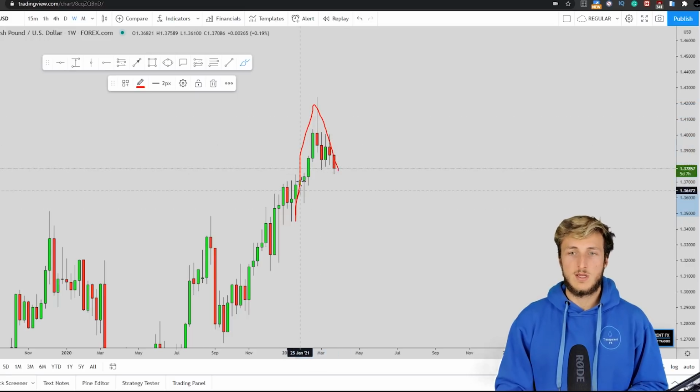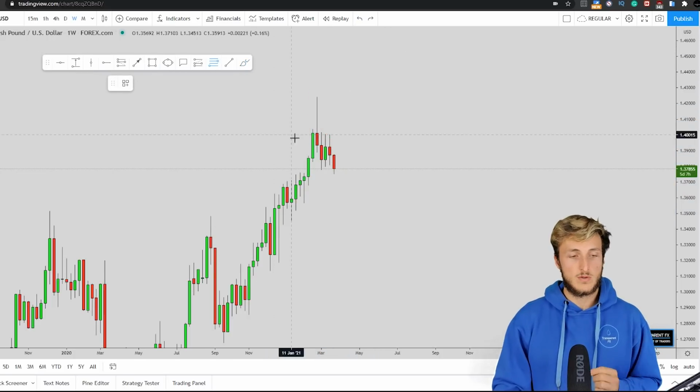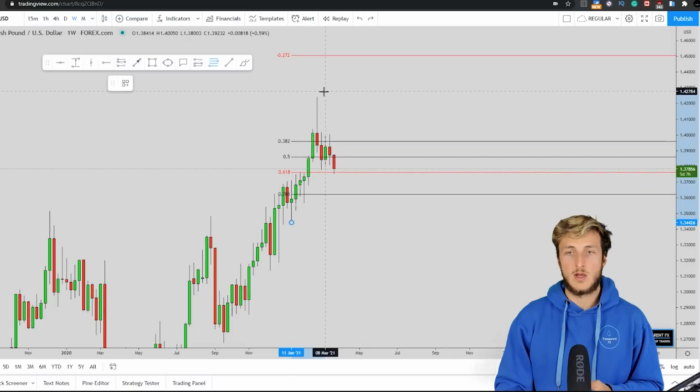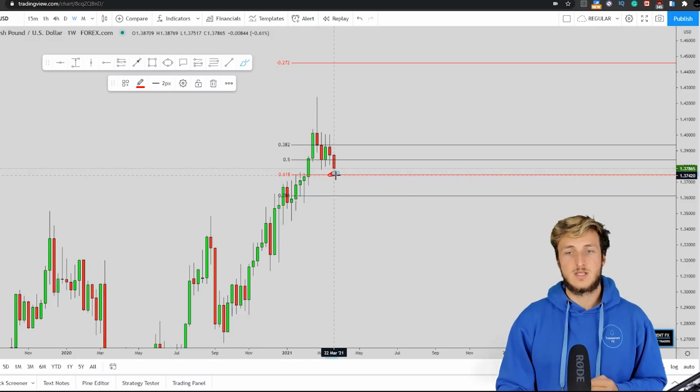Generally speaking, after an impulse, if you want to measure the correction, what you have to do is take your Fibonacci from the low to the high of the impulse. And if we do that, what we can see is that the market has just corrected exactly to the 0.618 of the Fibonacci taken on the weekly impulse.